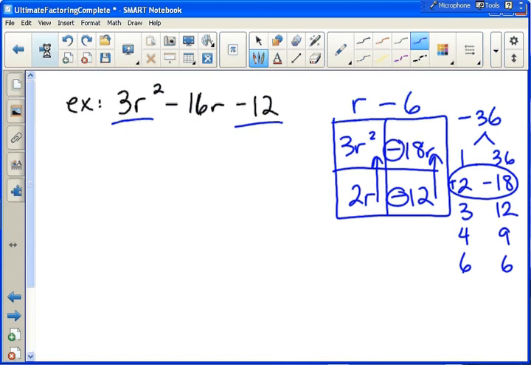Now we go across. 3r squared and 18r have both a 3 and an r in common. 2r and negative 12 have a 2 in common. And since it's touching the positive 2, it will be positive. So my final answer is 3r plus 2 times r minus 6.